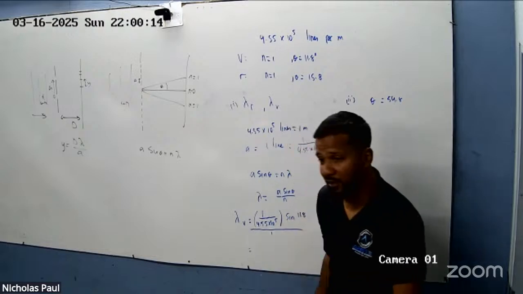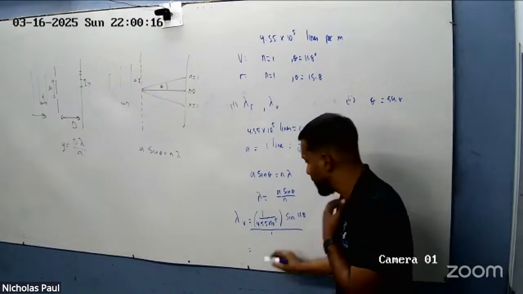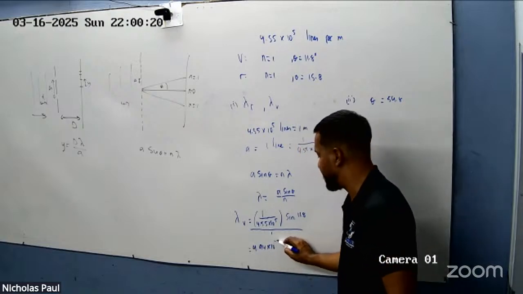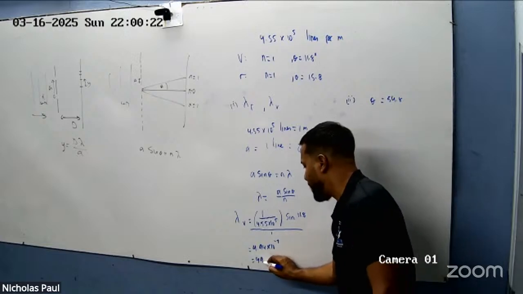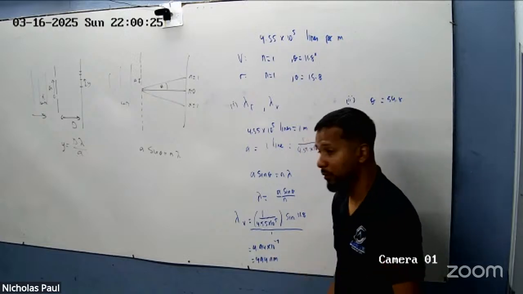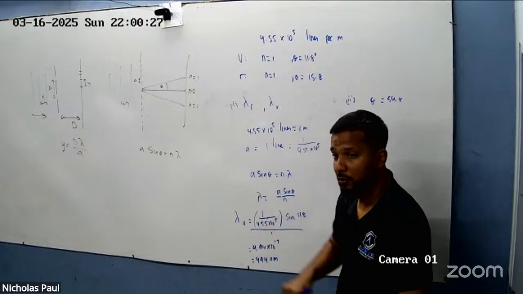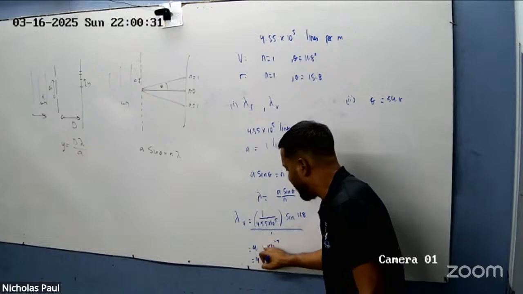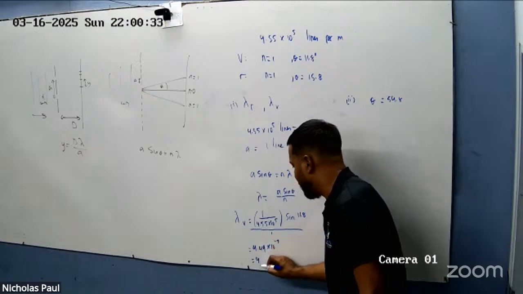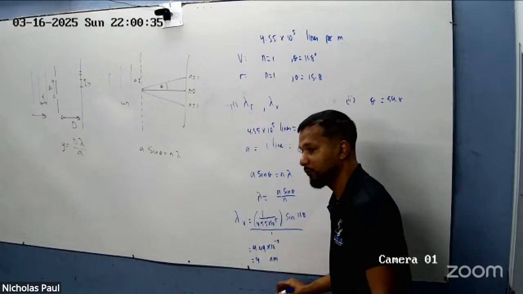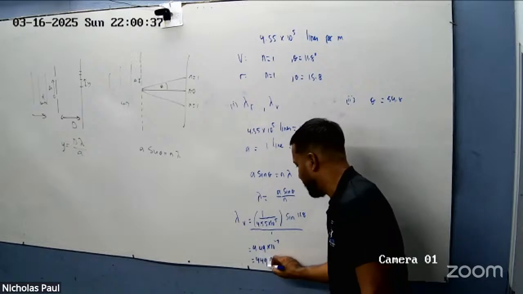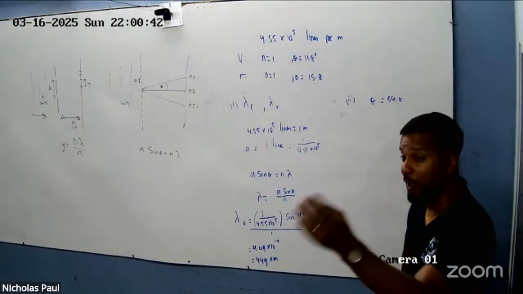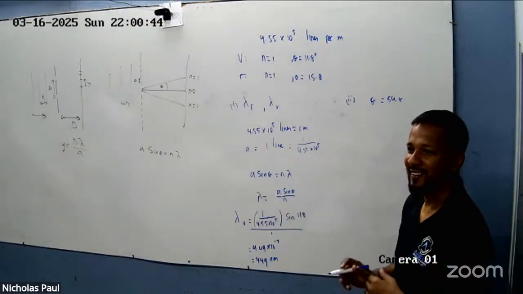So for violet, what did you all get? 4.94 by 10 to the -7, which is 494 nanometers. So it was easy.